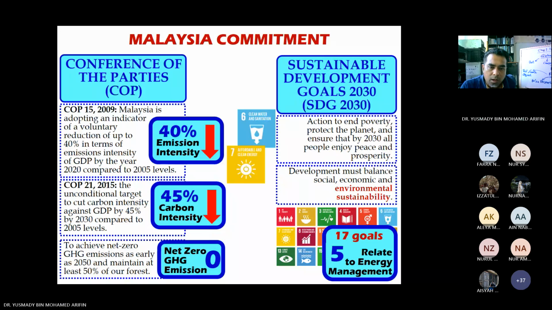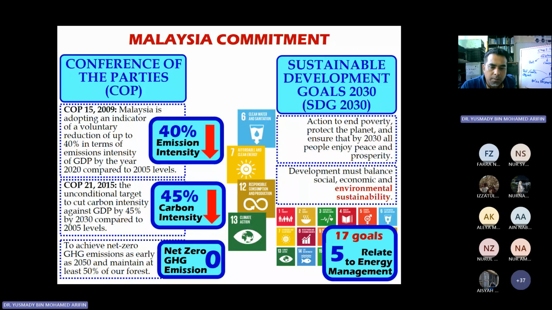Goal number 6 is about clean water and sanitation. Goal number 7, affordable and clean energy. Goal number 12, responsible consumption and production. Goal number 13, climate action. And the last one, life below water. So all these goals involve the environmental aspect and also energy management.